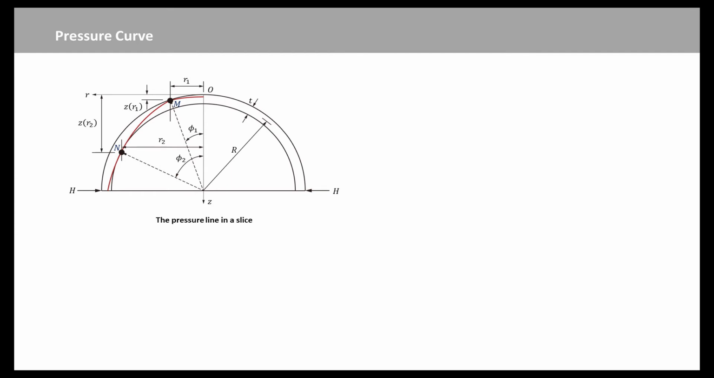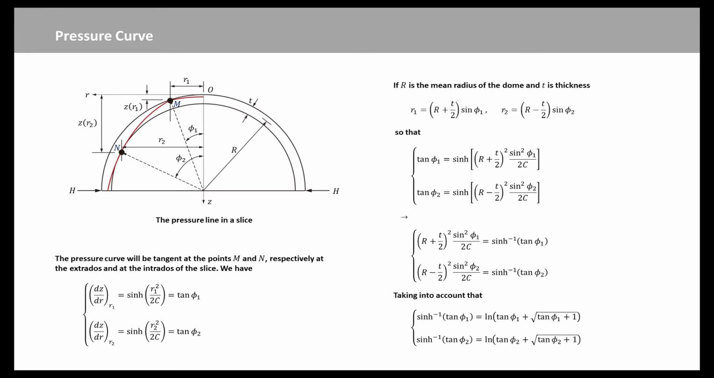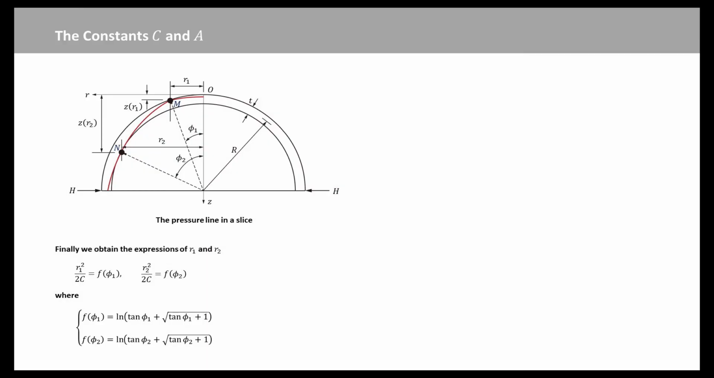Suitable conditions will define the position of the pressure curve in the slice. The pressure curve will be tangent at points M and N, respectively at the extrados and at the intrados of the slice. We have the two equations. If capital R is the mean radius of the dome and T is the thickness, we have the R1 and R2 equations. Thus, we can derive the mathematics to obtain the new conditions of R1 and R2. Finally, we obtain the following expressions of R1 and R2.